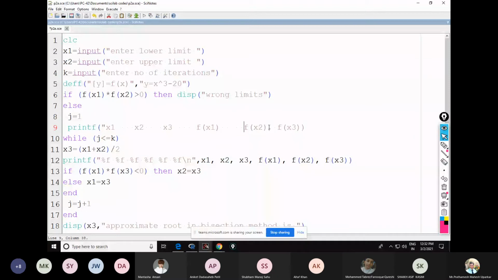I will make this as a heading. Okay, and then I will write backslash n. Then before going to the loop, this statement will be printed. After ending the loop, display x3, that is approximate root. Okay, that is okay. So let me see now what is my output. 7 execute. Let me go to the console.